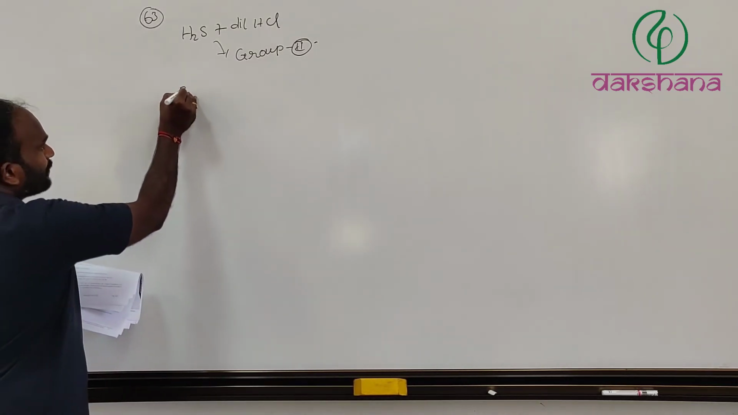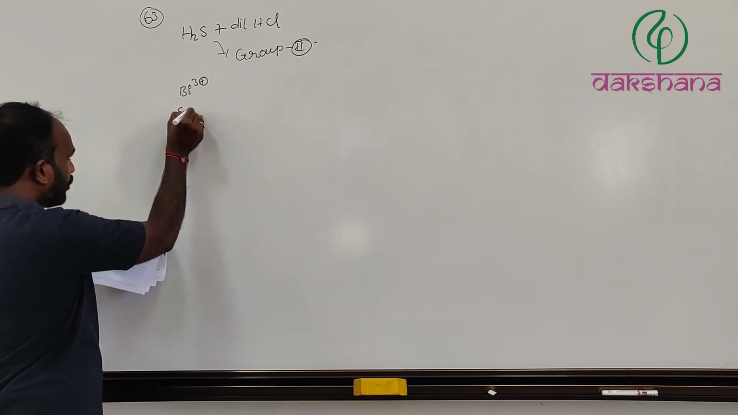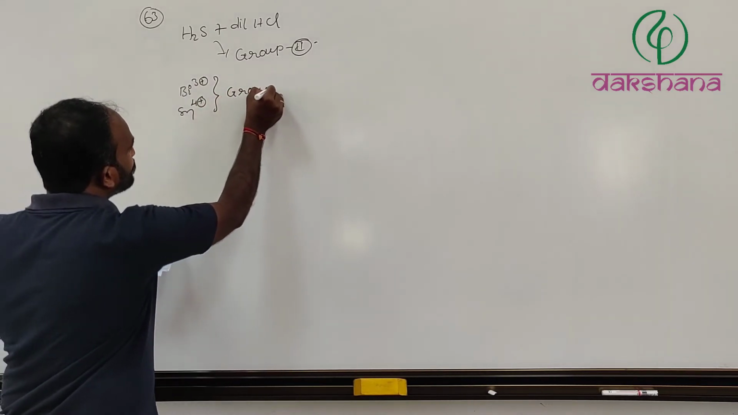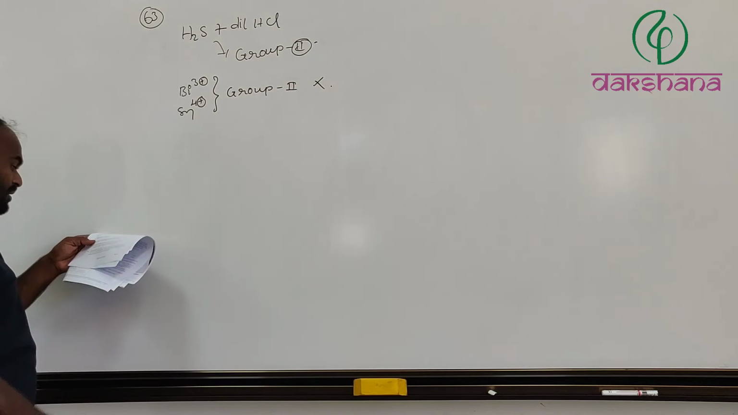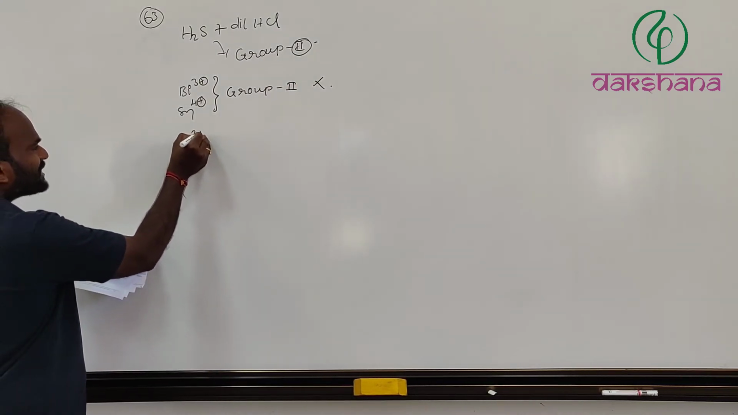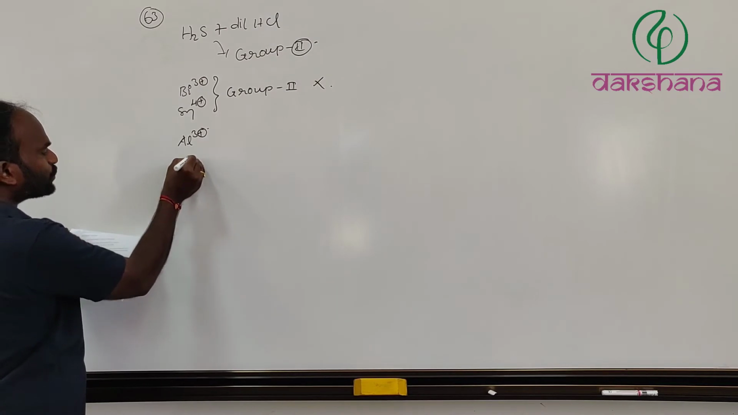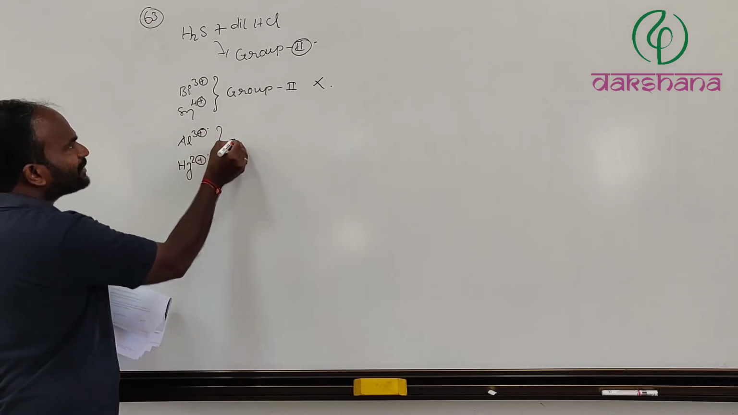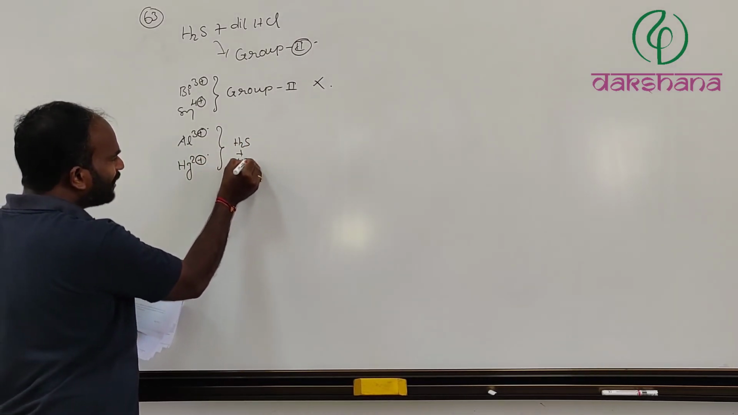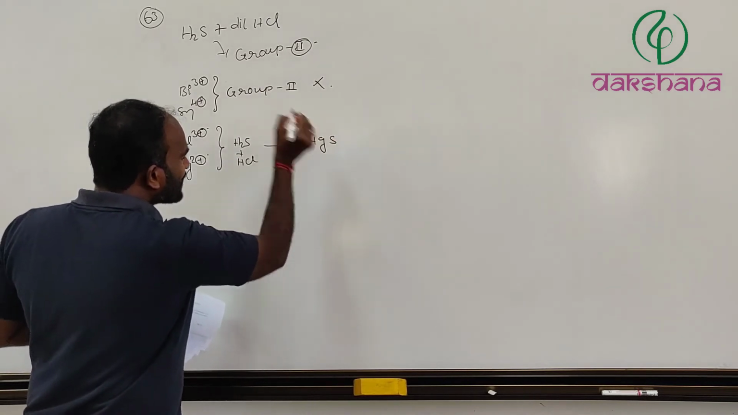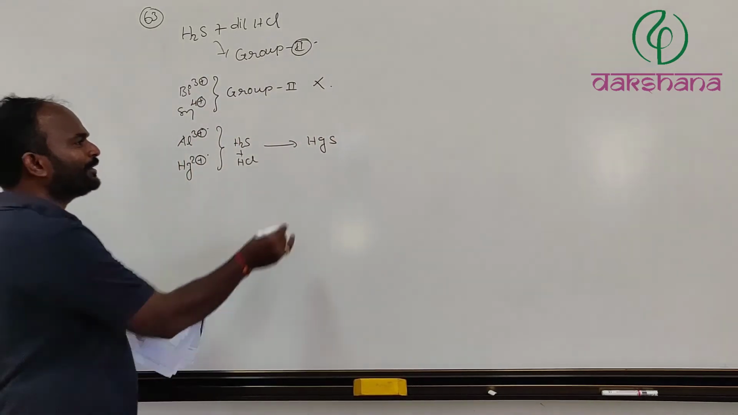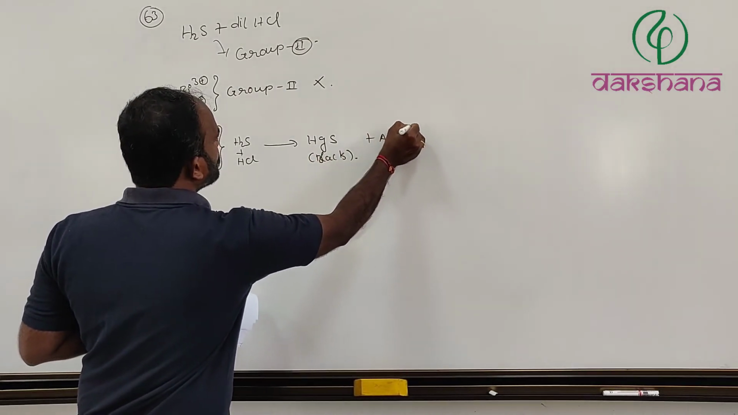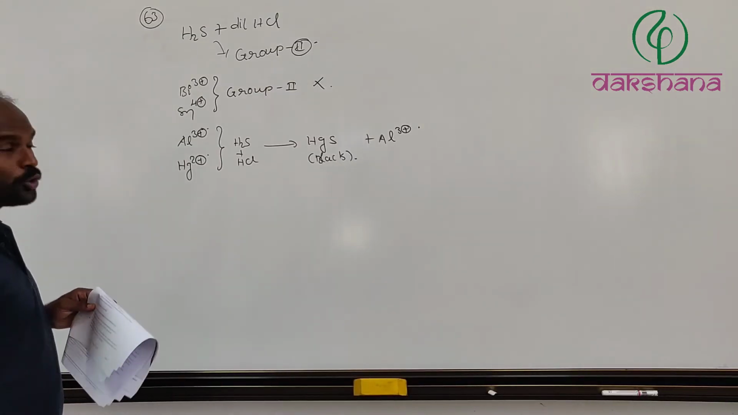So the first one they have given is Ba2+ along with Sn4+. Both are from group 2 only, so we cannot separate. Next one, Al3+ and Hg2+. When you treat with H2S along with HCl, definitely it can be separated because here mercury only is group 2, therefore it forms black. Aluminium will definitely be present in the solution because it does not belong to group 2.